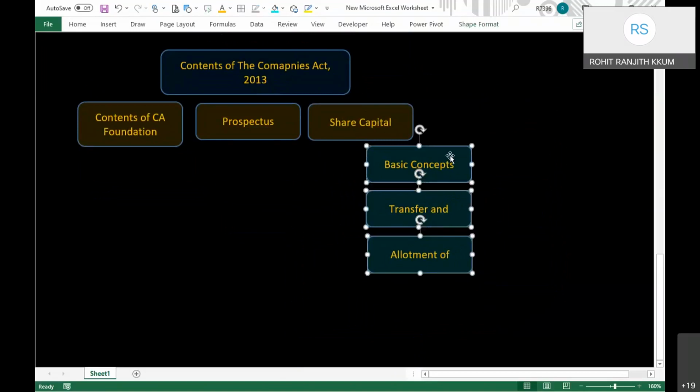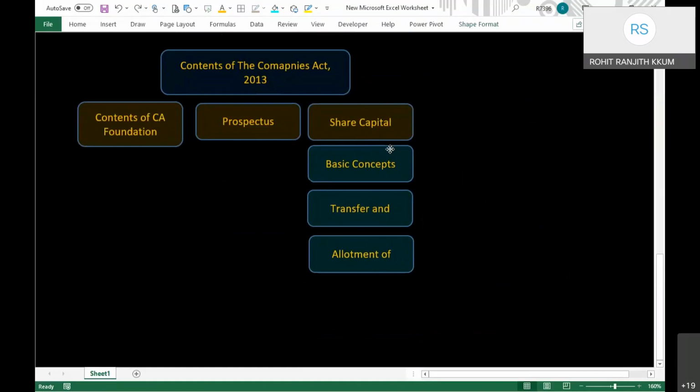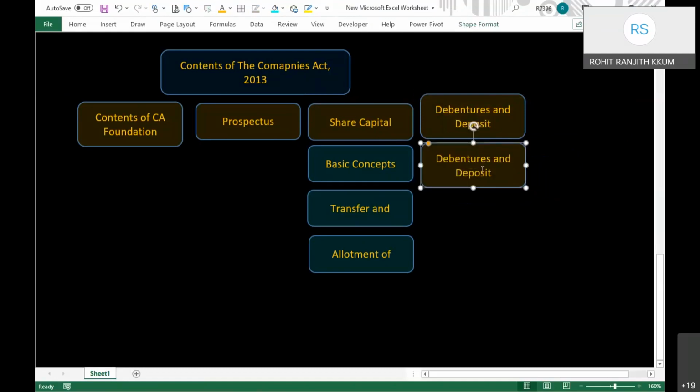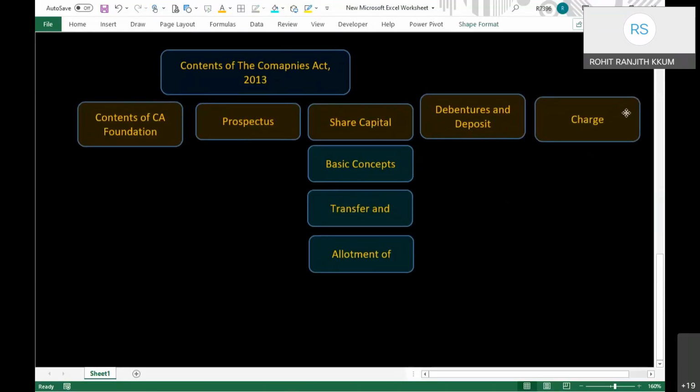After share capital, the next part over here, write down, after share capital: debentures and deposit. You must have heard about the public deposit concept, right? And debentures, we are going to do that here. Debentures and deposit. Another very interesting chapter we have here is charge. After charge, I don't know whether I will have.